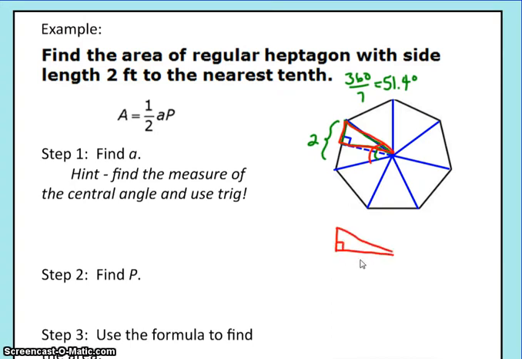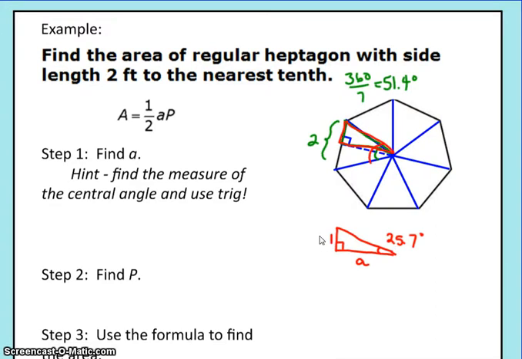Here's the right angle of the apothem. Here's our apothem that we don't know the length of. And this angle is going to be half of 51.4 degrees, so 25.7 degrees. We also know that this side length here is 2. If we cut it in half, this is a 1. Okay? All we have to do now is use trig to find the length of A.